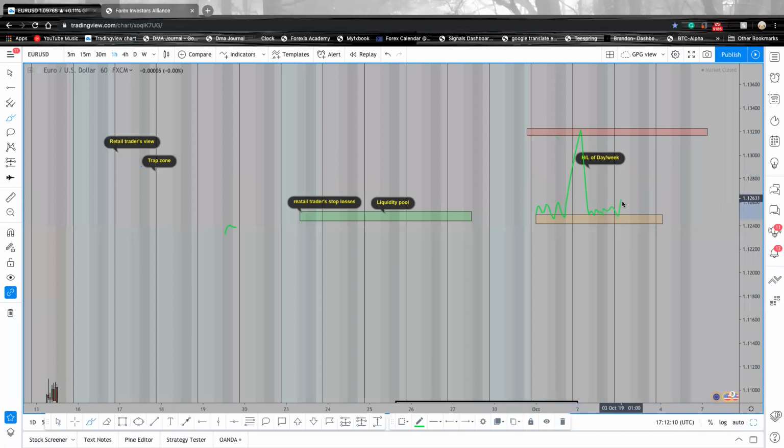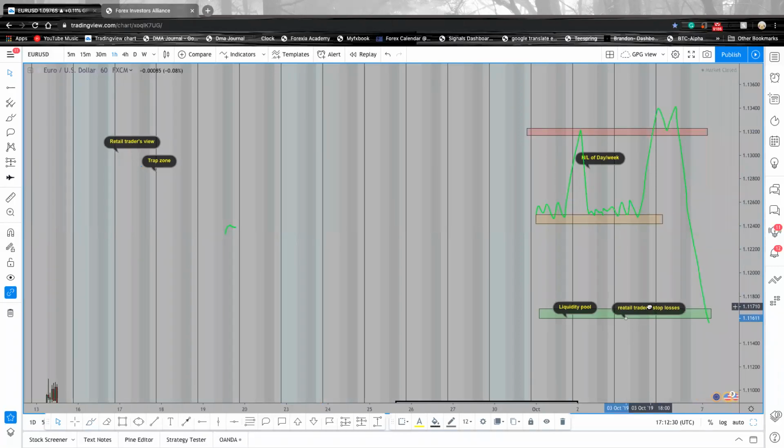And this is our trap zone. Market pushes to the high of the previous day, acts like it's continuing, and then they reverse. Where do they go? They go to the liquidity pool, where the stop losses of retail traders are. So now this is how you can understand it more easily. This is a trap zone.